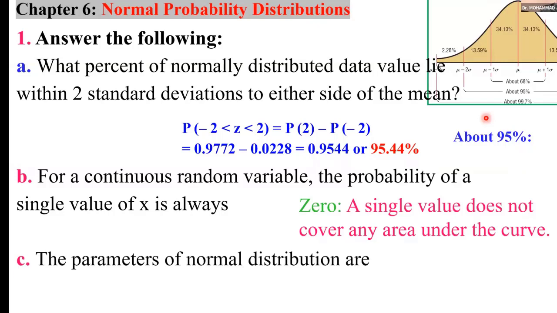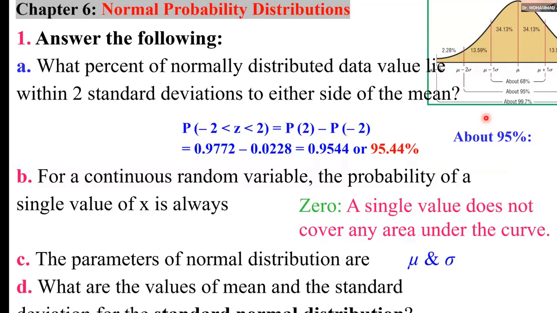And the parameters for normal distribution happen to be mu and sigma, the mean and standard deviation. The values for standard normal distribution, also known as SND, are mu equals 0, sigma equals 1. So SND for short.